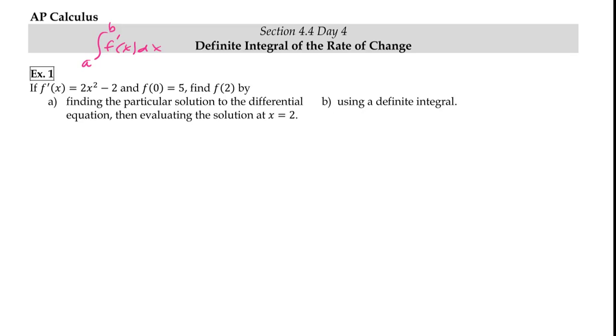You guys remember that means we have to have a number for c in the solution to the differential equation, then evaluate the solution at 2. They say that because they're asking for f of 2. Okay, so let's go through this and find the particular solution.